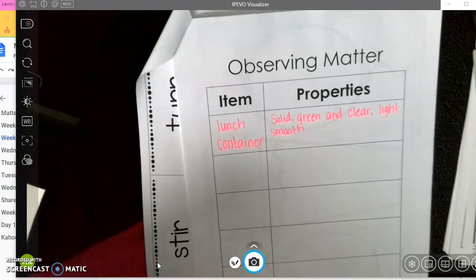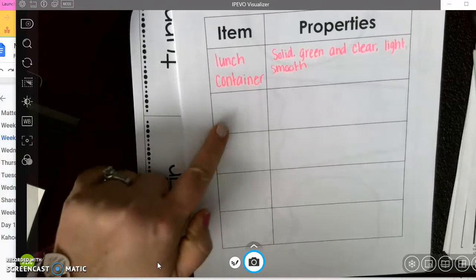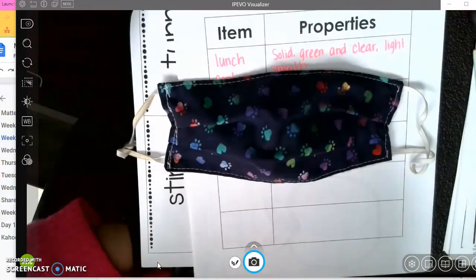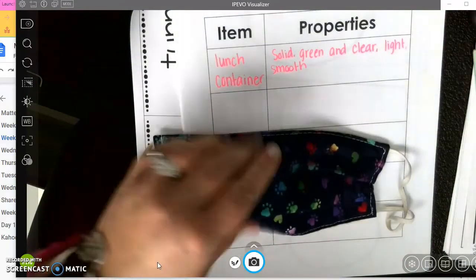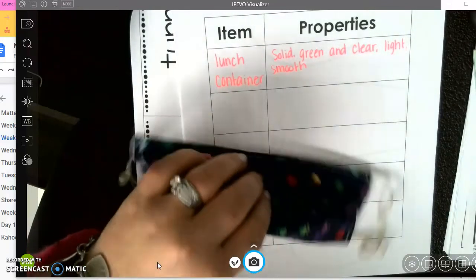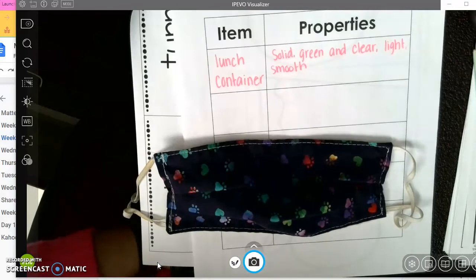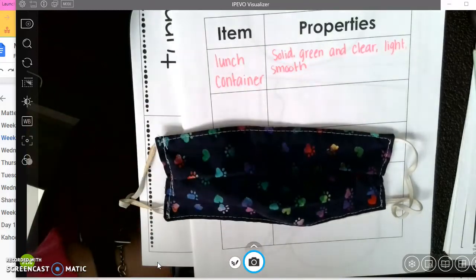So I would put my container back where I found it, because we pick up after ourselves, right? And then we would move on to another container. Maybe I want to look at my mask. Well, my mask is still a solid. It moves. So it's flexible, but it's still a solid. It has a whole bunch of different colors. It has dog prints, of course, and some hearts on it.